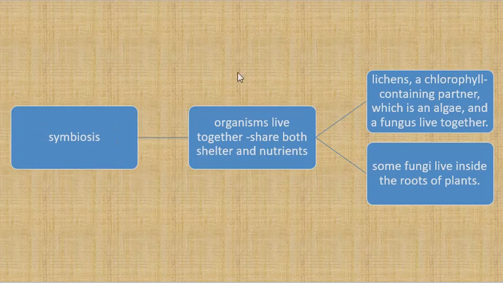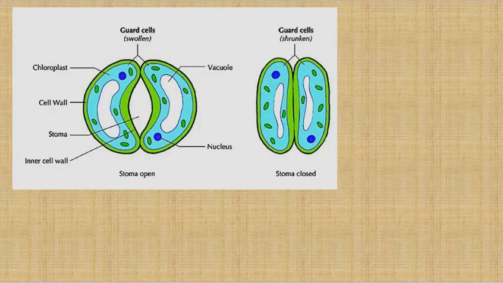What is symbiosis? Mutual give and take. Organisms live together and share shelter and nutrients. Lichens have a chlorophyll-containing partner, which is an alga, and a fungus living together. So one has chlorophyll which can prepare food, the other doesn't. Some fungi live inside the roots of plants. Those are symbiotic relationships, give and take relationships.